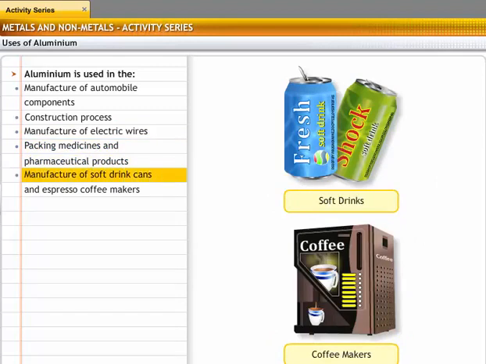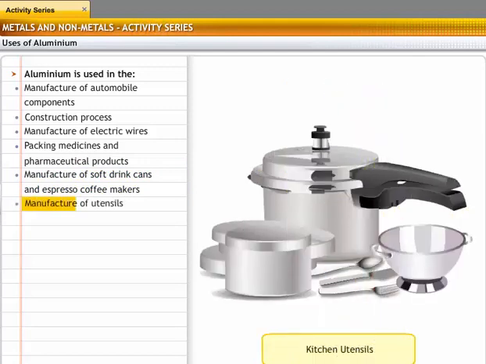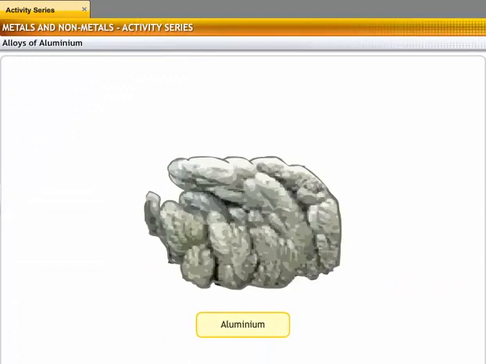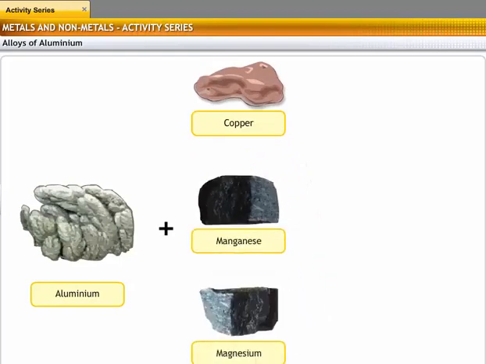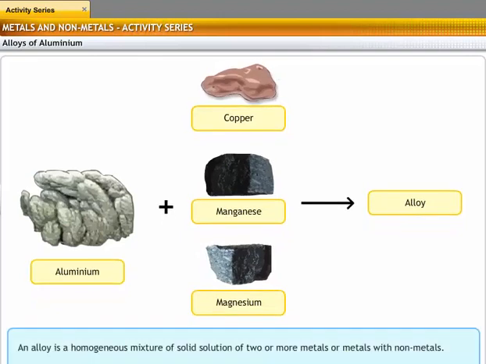In the manufacture of soft drink cans and espresso coffee makers because it does not rust and is relatively less toxic in nature. In the manufacture of kitchen utensils because aluminium is a good conductor of heat. Extracted aluminium in combination with other metals like copper, manganese, and magnesium form alloys. An alloy is a homogeneous mixture or solid solution of two or more metals or metals with non-metals.